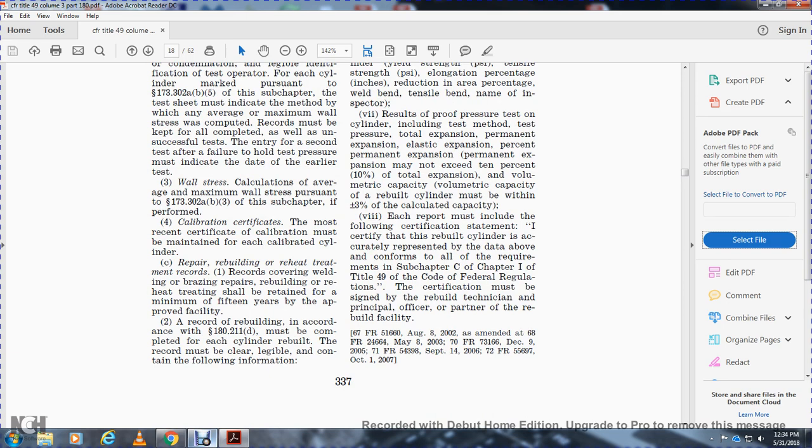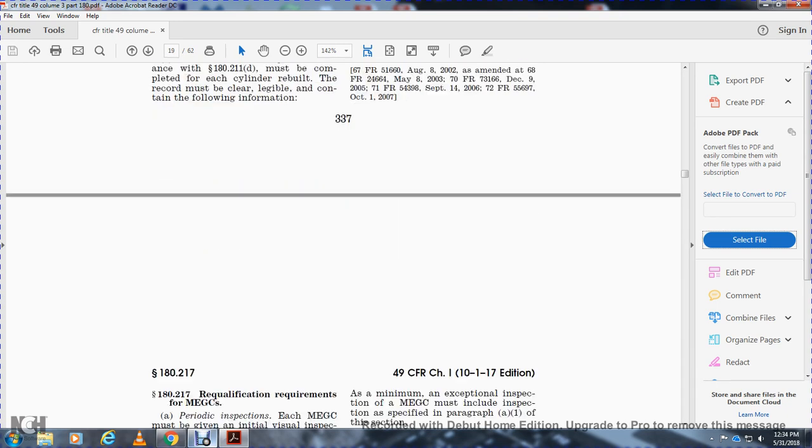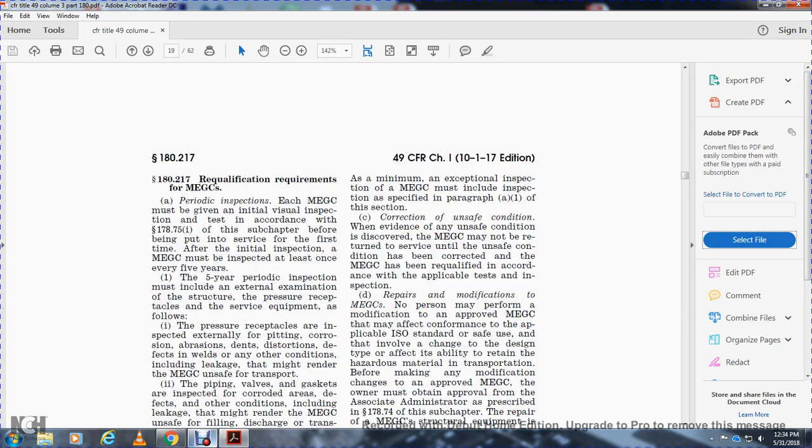the data above and conforms with all the requirements of Subchapter C of Chapter 1 of Title 49 Code of Federal Regulations. The certification must be signed by the rebuild technician, principal officer, or partner of the rebuild facility.